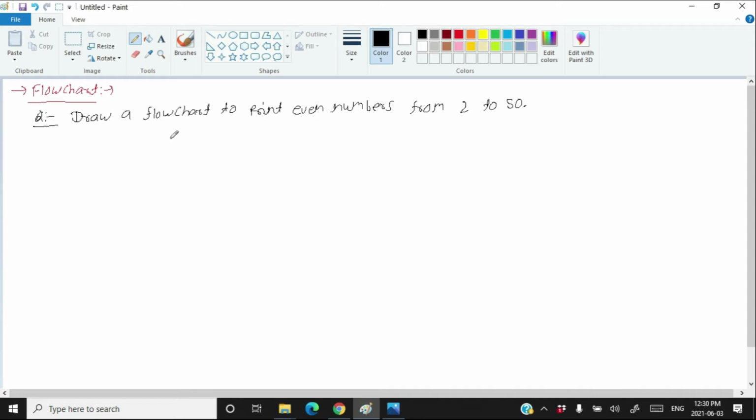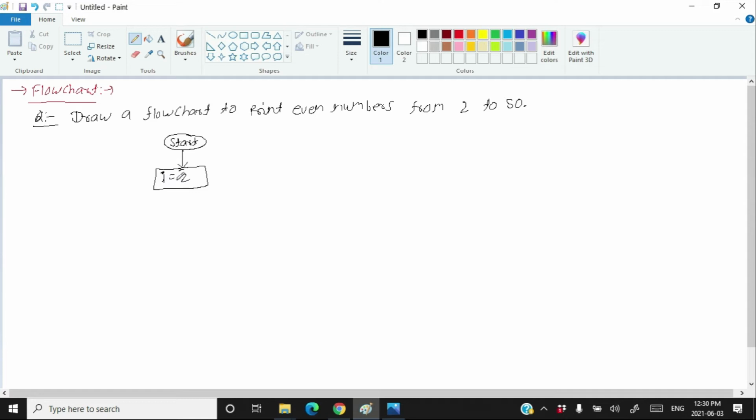A flowchart always starts with an ellipse-like symbol. Here you define start. Draw an ellipse-like symbol and write start. That is how you start your flowchart. In the next statement, we have to assign a variable with 2. Maybe you are not getting my points right now, but just listen to me. In the next statement, you have to assign a variable with 2.